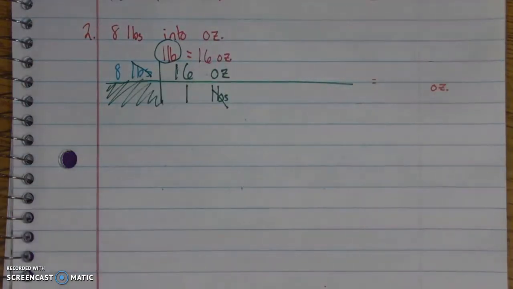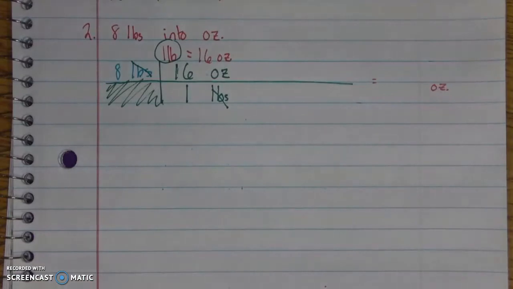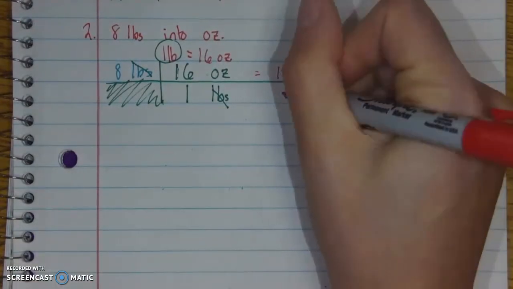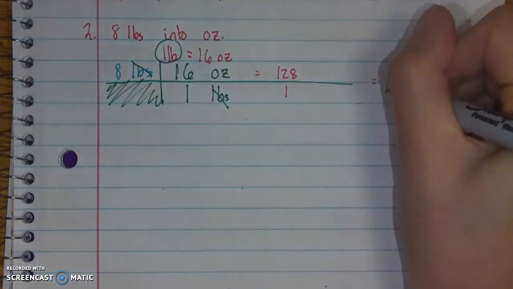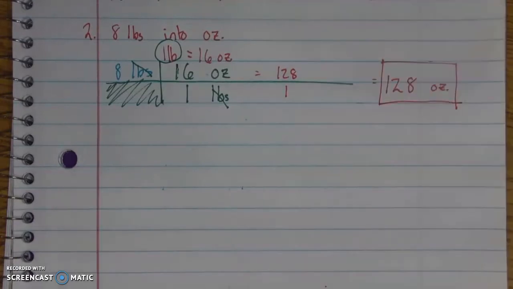So 8 times 16 is going to give me 128 as an answer across the top here. So 128, and along the bottom, of course, is just 1, and anything divided by 1 is itself, so I'm actually already done at 128 ounces for my final answer.